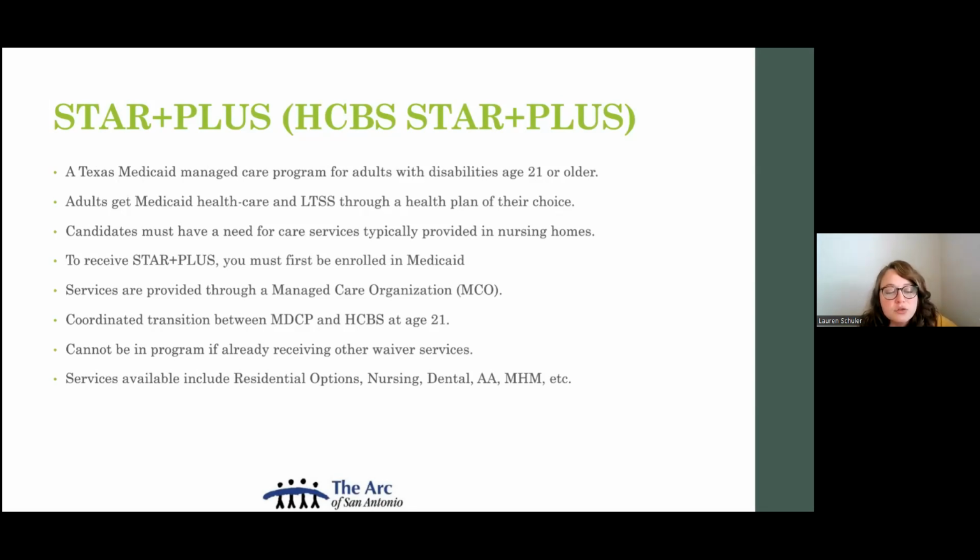And again, to receive STAR Plus, you must be first enrolled in Medicaid, similar to the Texas Home Living Waiver. And then for individuals who are right at that 21 mark, there's a transition between the MDCP program and the Home and Community-Based Services STAR Plus program. Receiving other waiver services, but if you're not, this is a fantastic option. And the big ones here for services available is the residential options, nursing care, dental care, adaptive aids, does not cover.